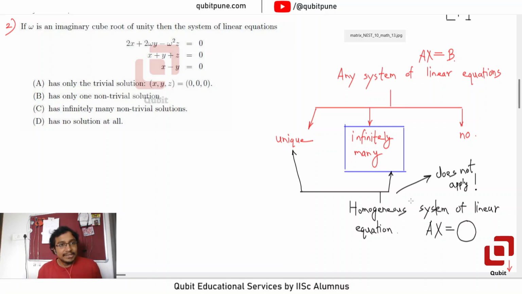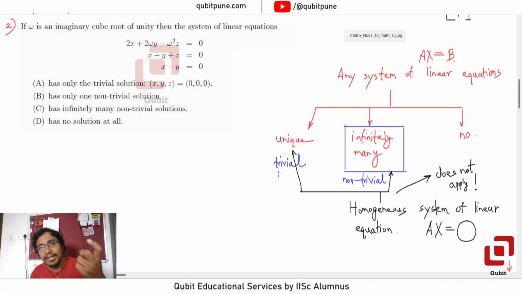If omega is an imaginary cube root of unity, then the system of linear equations 2x plus 2 omega y minus omega squared z equals 0, x plus y plus z equals 0, x minus y equal to 0, has only the trivial solution. Okay, has only one non-trivial solution, ऐसा नहीं है. One more thing maybe I should have told you, homogeneous में अगर यूनिक रहा तो उसको ट्रिवियल बोलता है, ओनली फॉर होमोजेनियस सिस्टम्स. और अगर इनफाइनाइटली में रहा तो उनको बोलते हैं नॉन ट्रिवियल.